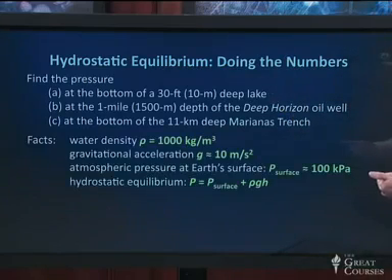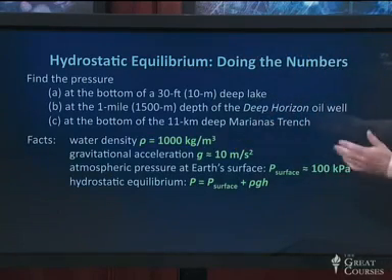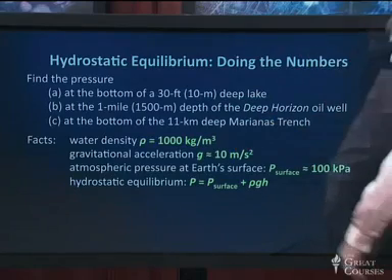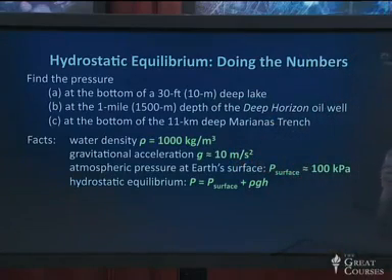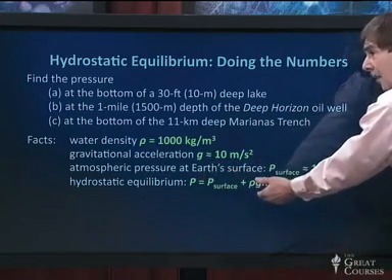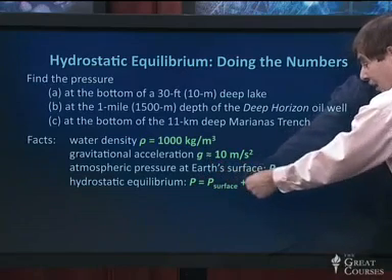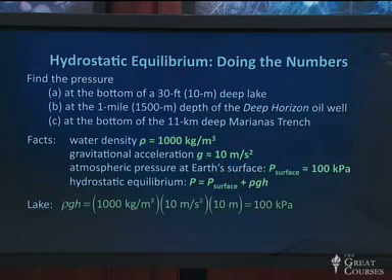Facts. Water has a density of 1,000 kilograms per cubic meter. The gravitational acceleration is close enough to 10 meters per second squared, well, 9.8, but let's call it 10. The atmospheric pressure at Earth's surface is approximately 100,000 pascals, 100,000 newtons per square meter. And we know in hydrostatic equilibrium, the pressure at depth is the pressure at the surface plus rho g h.